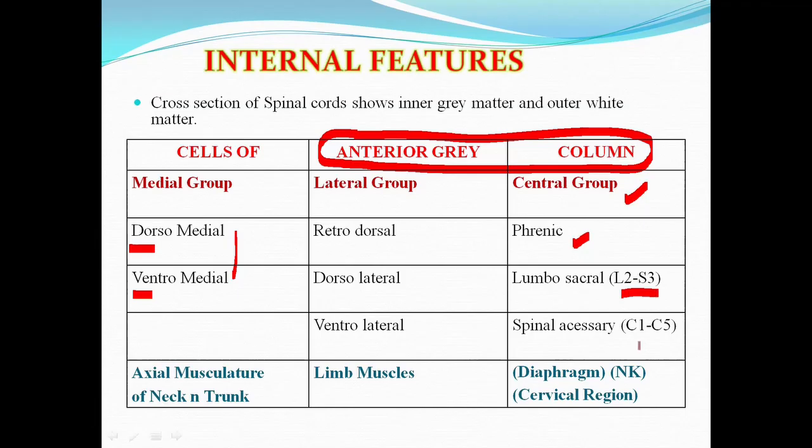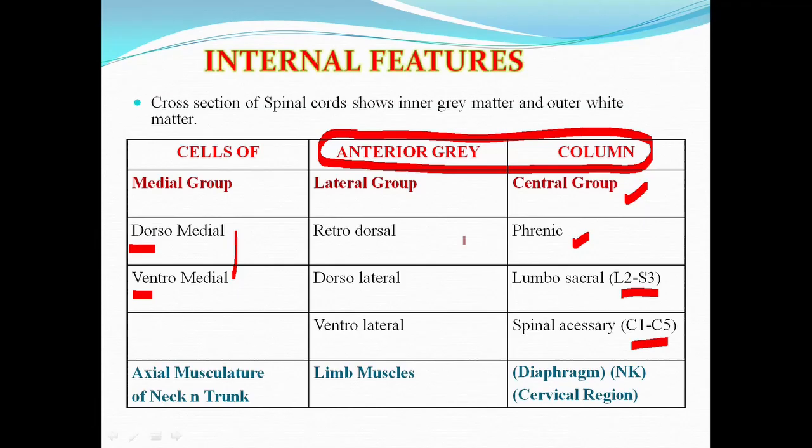And also the central group of nucleus can be seen only at the C1 to C5 level for the spinal accessory nucleus. So this applies to sternocleidomastoid and trapezius when you study the head and neck muscles. So this applies in the cervical region. So we can say C1 to C5 and L2 to L3 level only you will identify the central group of nuclei in the anterior gray column, and at the remaining places you don't identify anything.